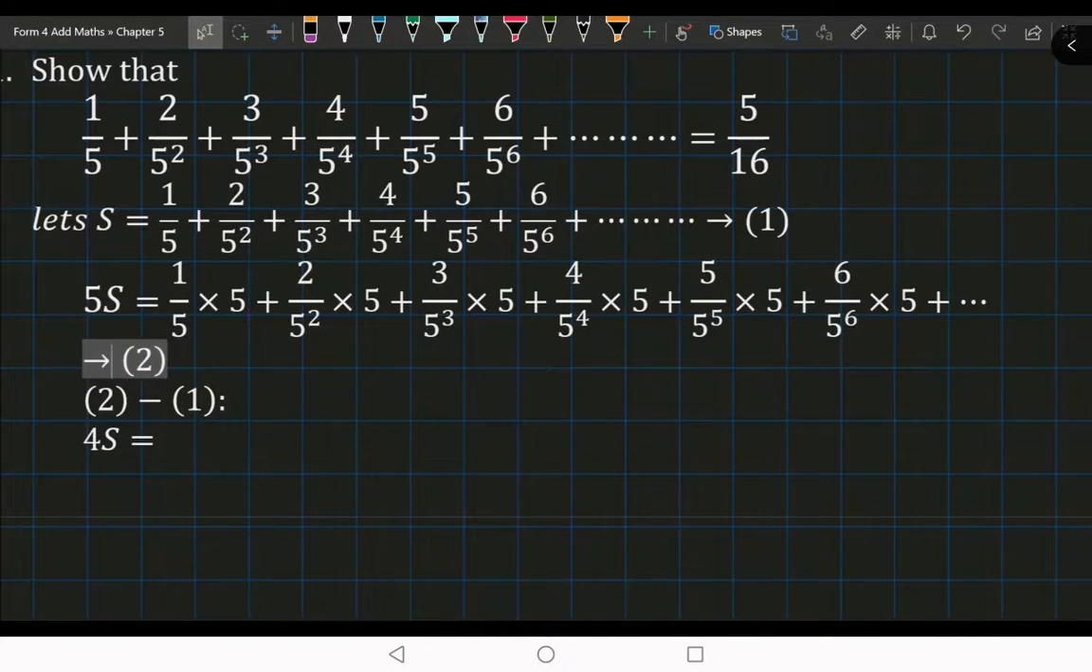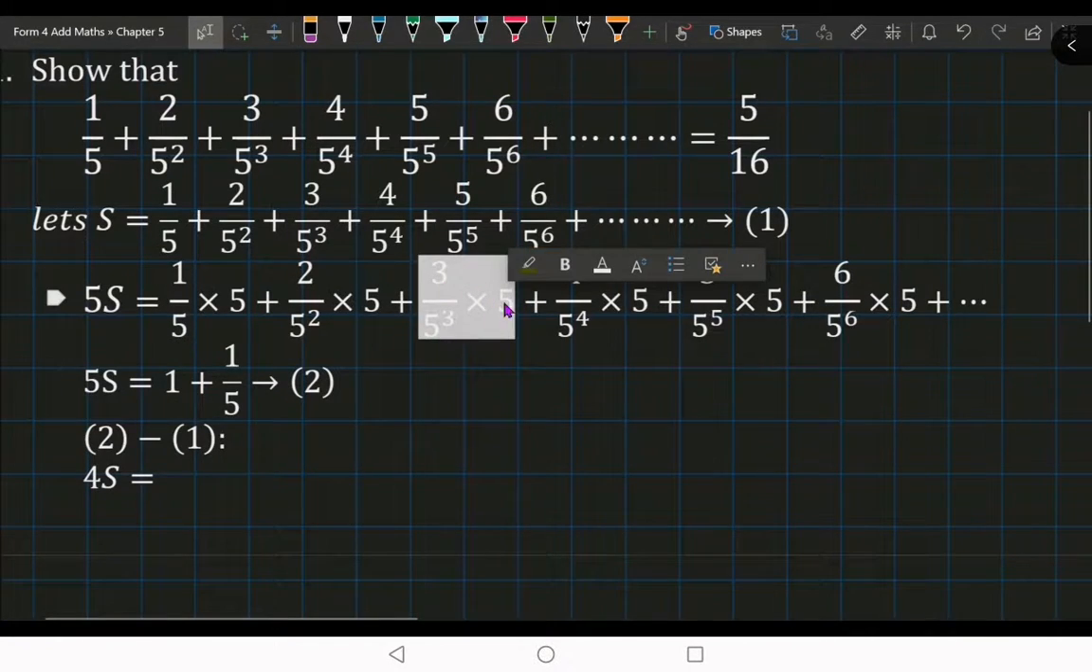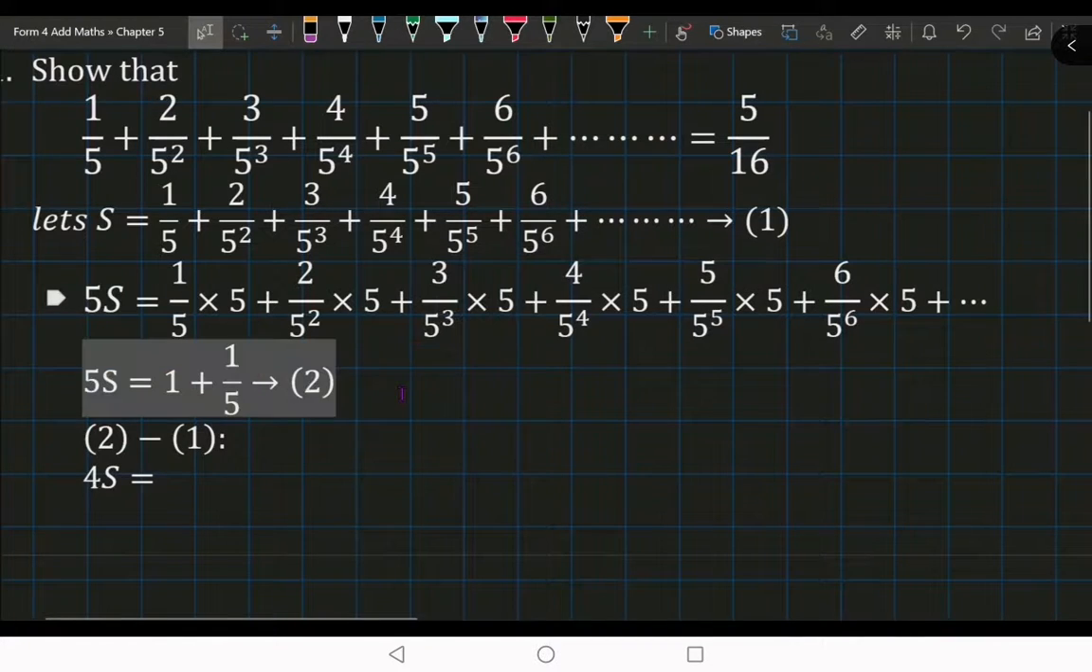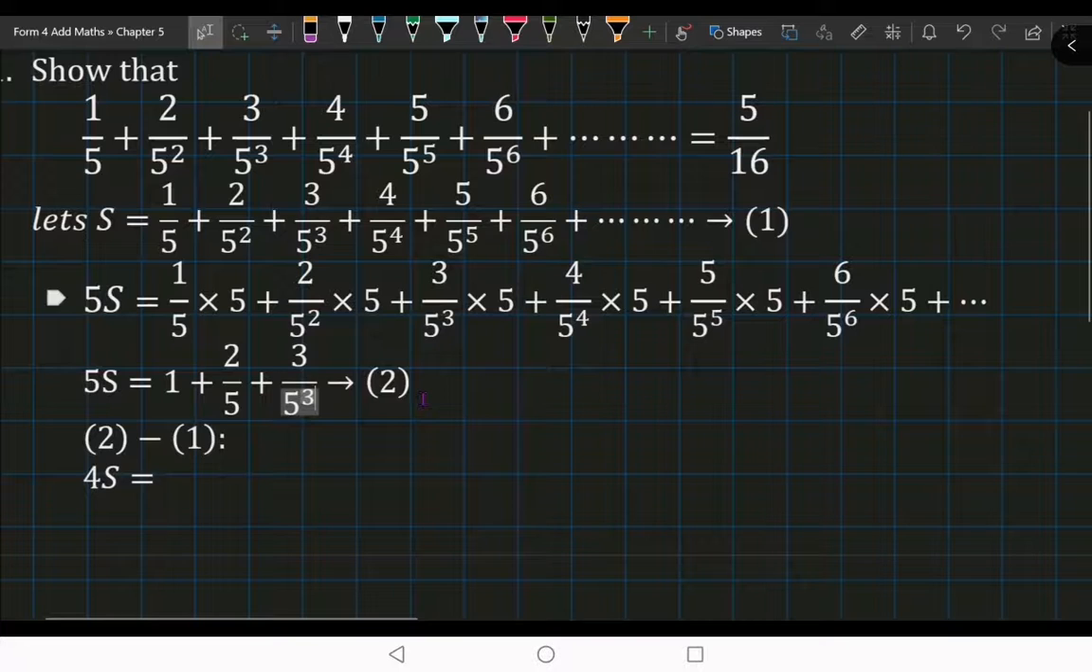5x is equal to 1 over 5 times 5, which is 1. The second one is 2 over 5, this one times 5 becomes 2 over 5 to the power 1, that is 1 over 5. The third one here, we get 3 over 5 squared. That means the answer here is 2 and this one is 3, because we multiply this one, so the power goes from 3 to 2.